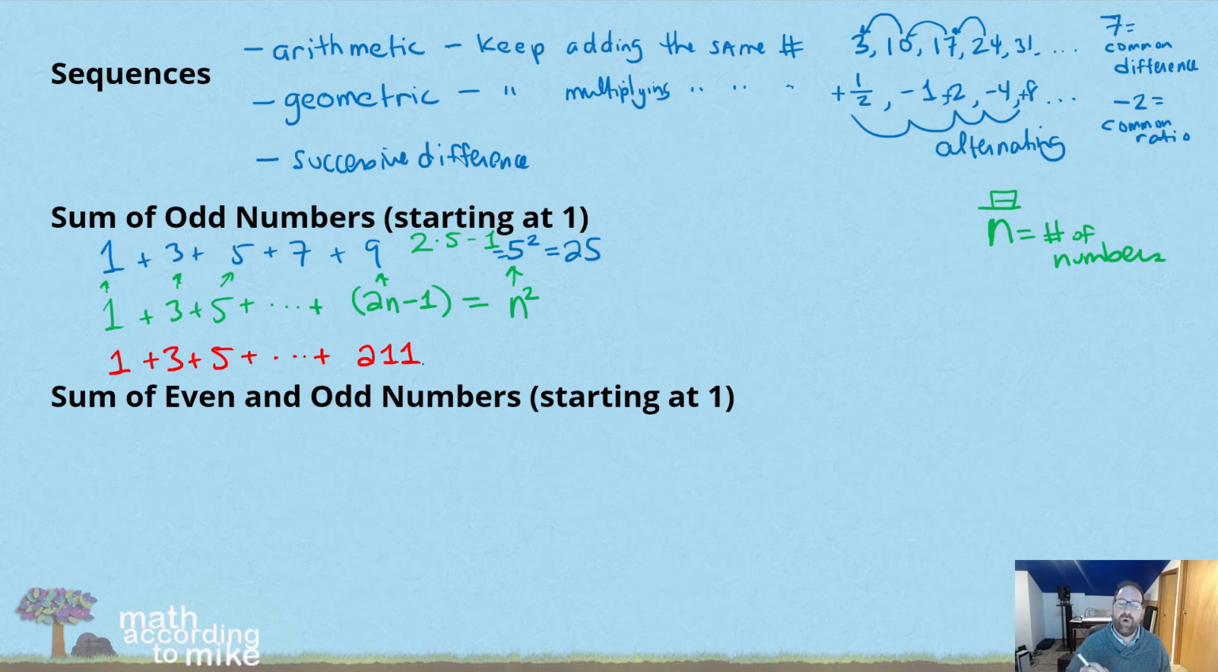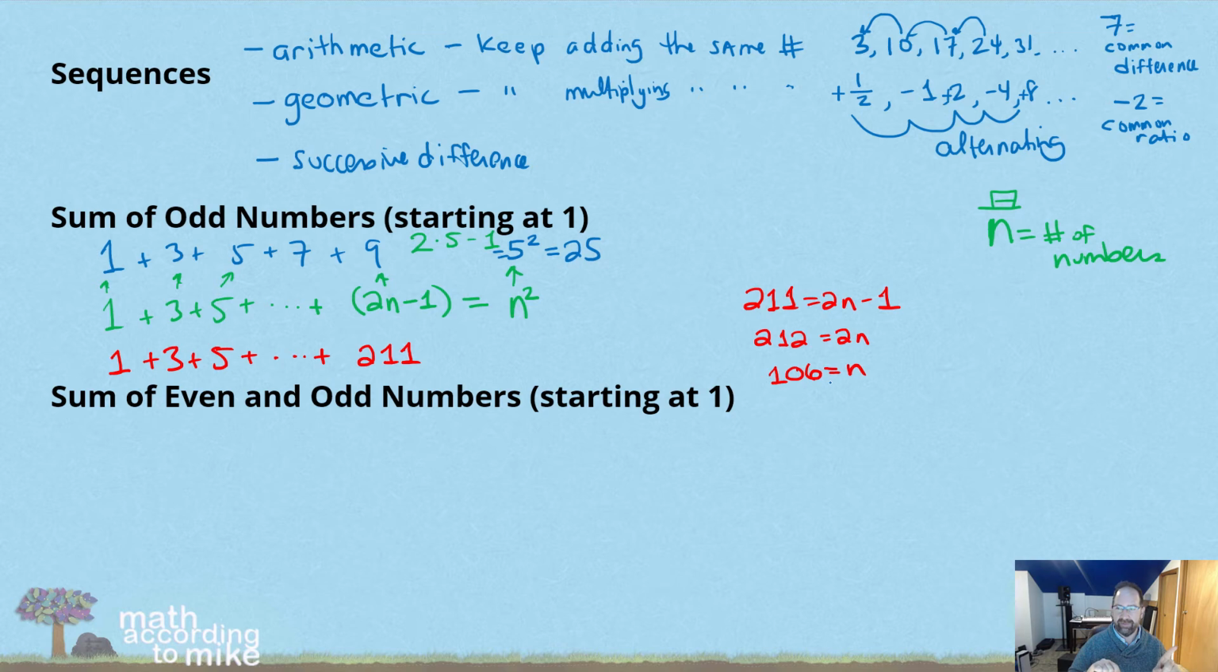We all do. So what you do off to the side is you take that odd number, 211, and you set it equal to 2n minus 1. We're going to do some algebra, but it's not too bad, I hope. We'll add 1 to both sides. We get 212 equals 2n. And then how do we solve for n? We divide by 2. That's exactly what you said. I think that's 106. So what that means, and this is not our answer, by the way, is there are 106 odd numbers from 1 to 211.